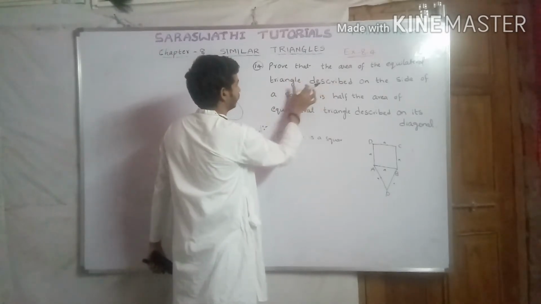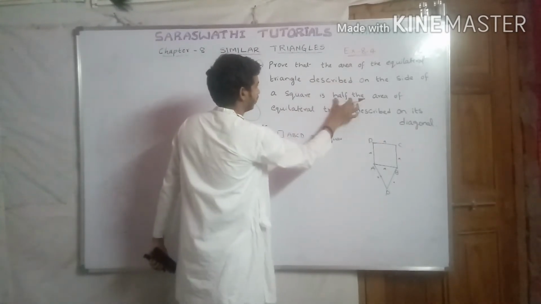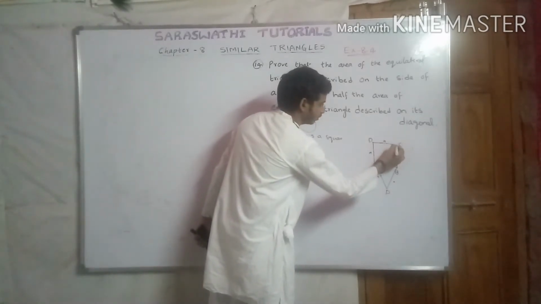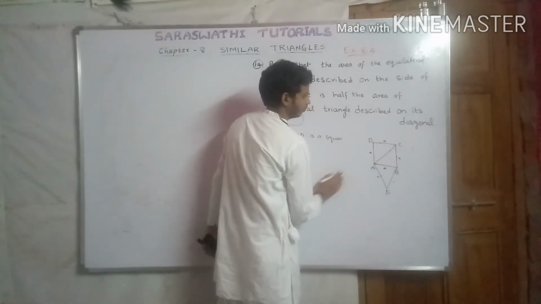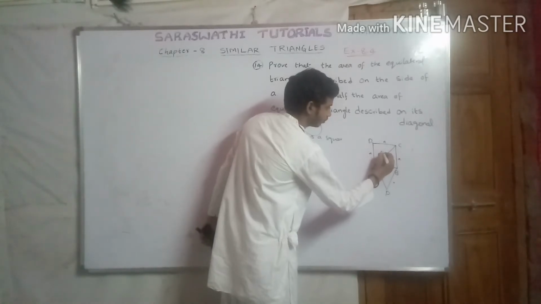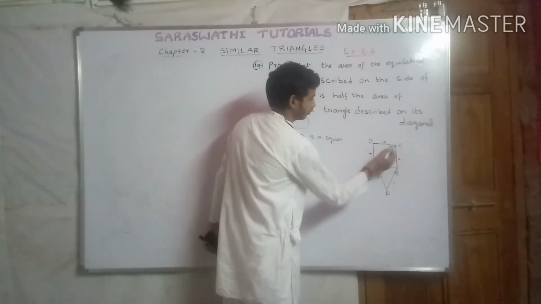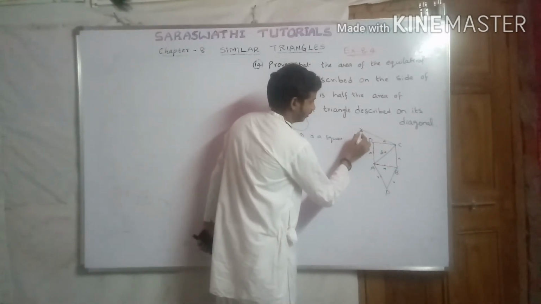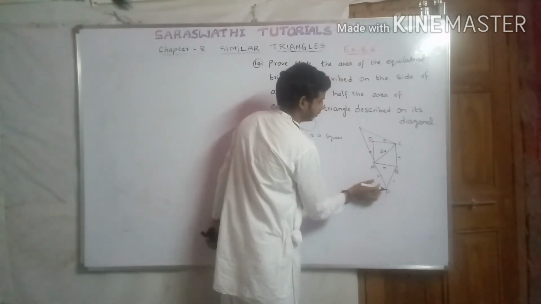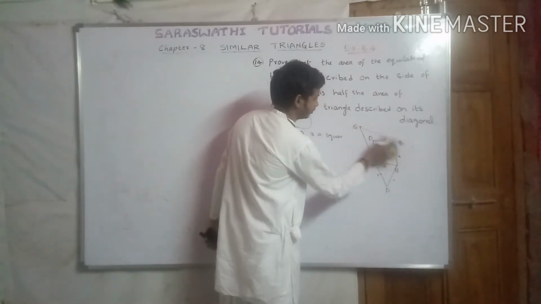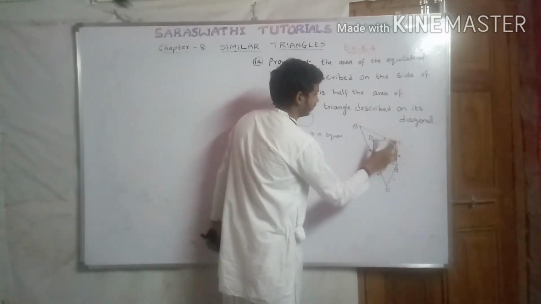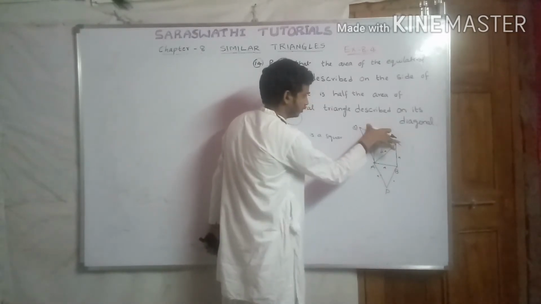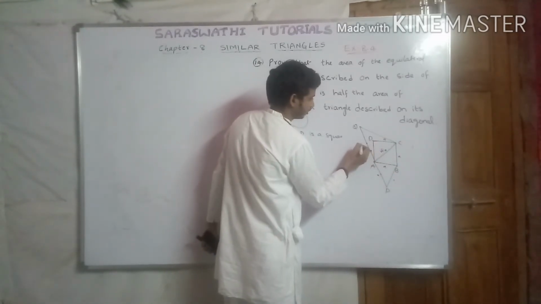We have to prove that the area of the equilateral triangle described on the side of a square is half the area of the equilateral triangle described on the diagonal. AC is the diagonal of the square. We know that the length of the diagonal is root 2 a. If we take AC as a side and draw an equilateral triangle, let AQC be the equilateral triangle drawn on the diagonal. That means AQ equals CQ equals AC, so all sides are root 2 a.